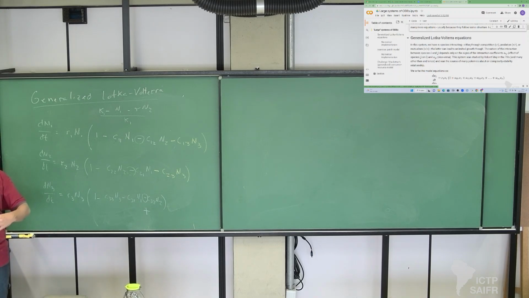But here, what I want is to study a more general model that includes both competition and mutualism and predation-prey. Good. So this is the generalized Lotka-Volterra, and now I want to do this for any number of equations. So what do I do? If instead of having only 3 equations, we can still write it on the board.